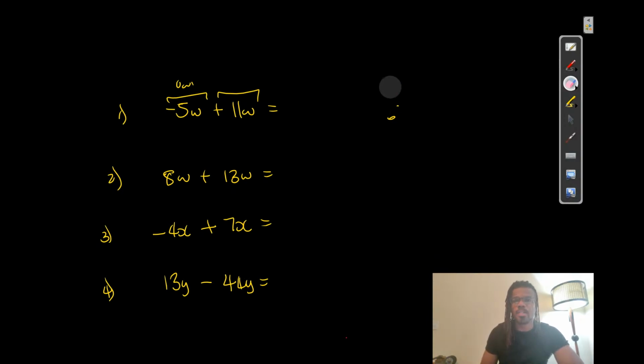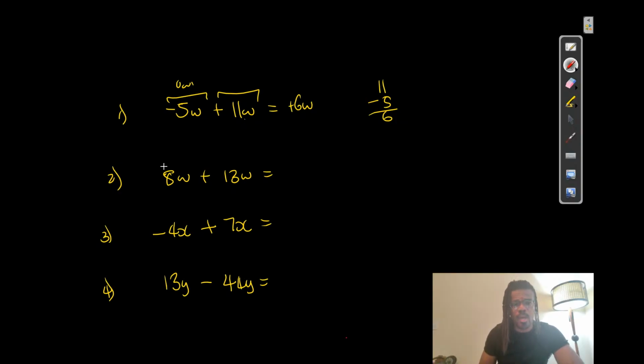But if I wanted to do quick and fast, which one's the bigger number? 11. What's the sign on him? Positive. He's going to be the winner. So it's going to be a positive, and I'm going to take the bigger and subtract the smaller and get the same 6W. Right? Whichever way you prefer, doesn't matter to me.